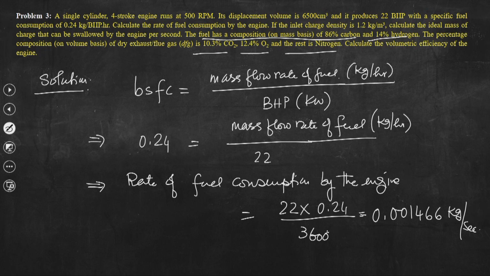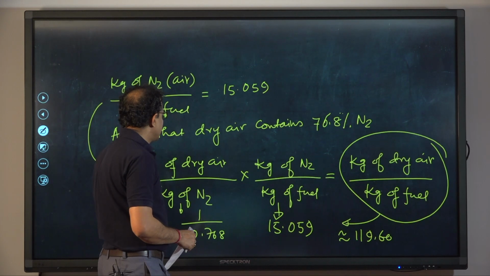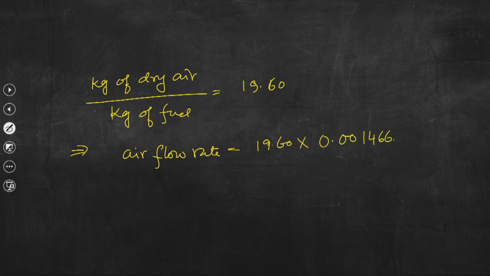So, the fuel flow rate to the cylinder is this, based on the bhp power developed by the engine. So, if we know the fuel flow rate, that is 0.001466, now we have this ratio. So, we can write that air flow rate equals 19.60 into 0.001466. Okay.